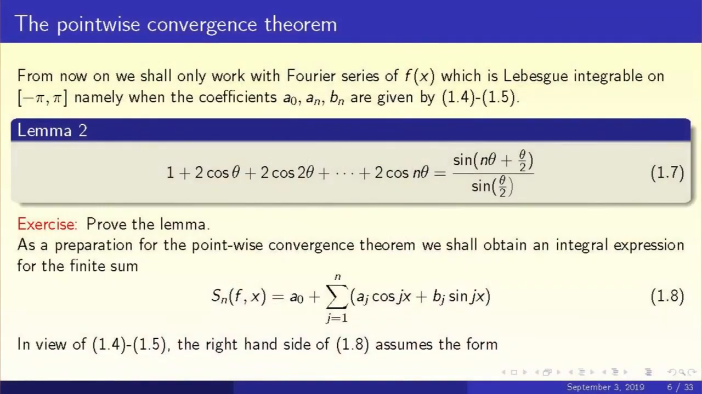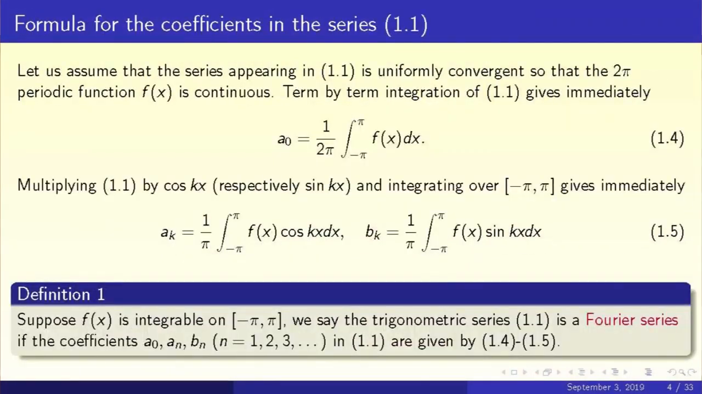Go back to the definition of a0, aj and bj. Let's recall, a0 is what? 1 upon 2 pi integral minus pi to pi f of x dx. Let's go back to 1.4, 1.5. Here are the formulae displayed. a0 is given by 1 upon 2 pi integral minus pi to pi f of x dx. ak is 1 upon pi integral minus pi to pi f of x cos kx dx. bk is 1 upon pi integral minus pi to pi f of x sin kx dx.